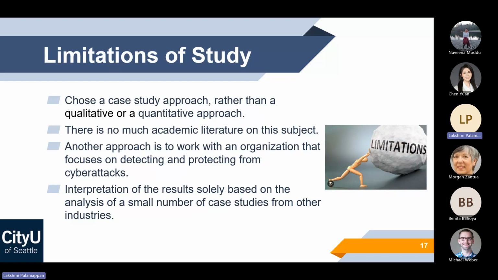Another approach to reducing the significant limitations of this work would have been to work with an organization that focuses on detecting and protecting from cyber attacks, but that was also not a possibility for the study due to time and other practical constraints. Therefore, interpretation of the results has been based on our analysis of a small number of case studies from other industries that happen to have been reported upon in their academic literature.